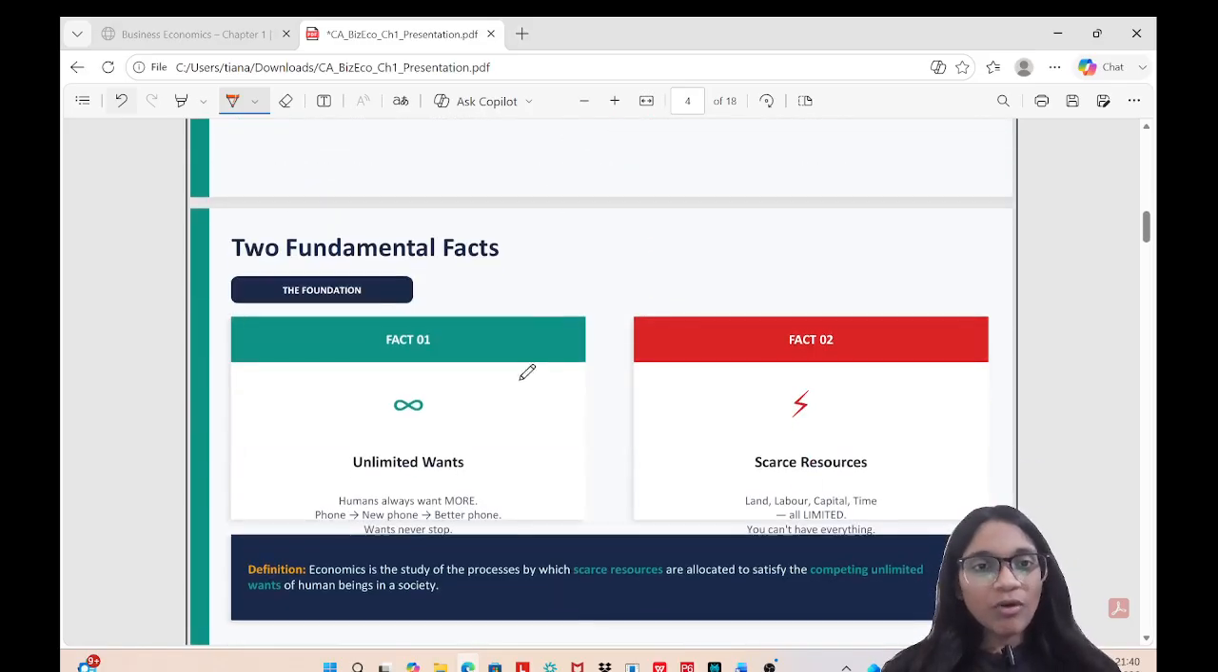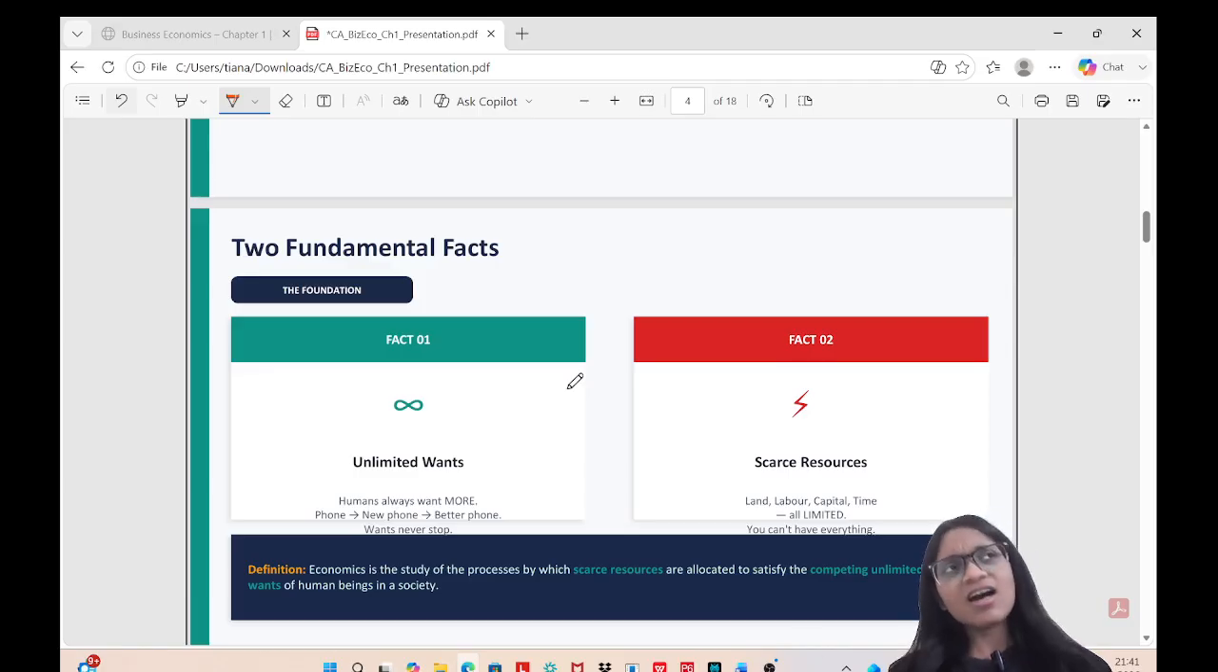Section 2. We'll move on to section 2. Two fundamental facts of economics. What is the first fundamental fact? The first fundamental fact is human wants are unlimited. Yeah, right. We have unlimited wants. Today we want to have ice cream. Tomorrow we want to have pizza. Day after tomorrow we want to have death by chocolate or whatnot, burger, sandwich, etc.